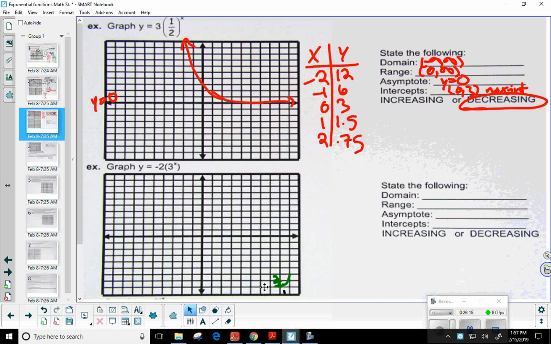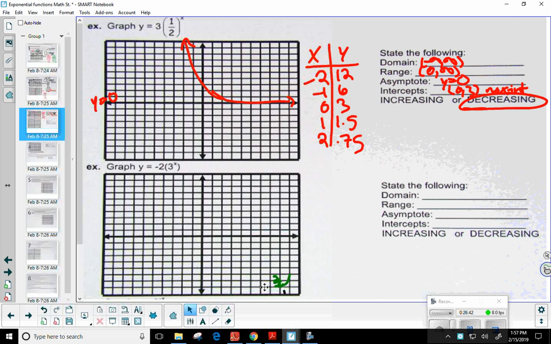42? Yeah, okay. Okay, so let's see what Samir did. All reals for the domain, 0 to infinity. Asymptote y equals 0, the x-axis. The intercept is 0, 3, okay. No x-intercept, and it is decreasing because you have a decay base. It is less than 1 but greater than 0. Okay, good. Very good.